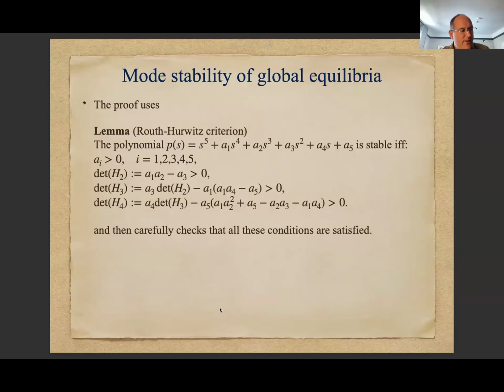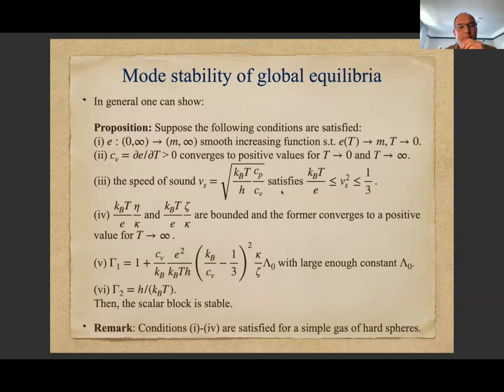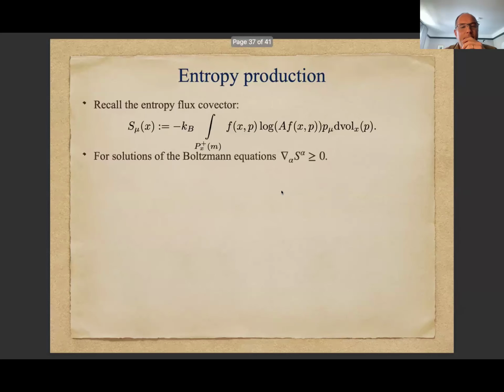Okay, and the proof is not very elegant, but it uses the Hurwitz criterion, which allows you to show that a certain polynomial is stable if and only if certain conditions on its coefficients are satisfied. So in this case of the fifth order polynomial, all these coefficients here should be positive, and then these three determinants here should be positive as well. And then one has to carefully check that all these conditions are satisfied. And this is how this is proven. Okay, so this establishes the mode stability of the problem.